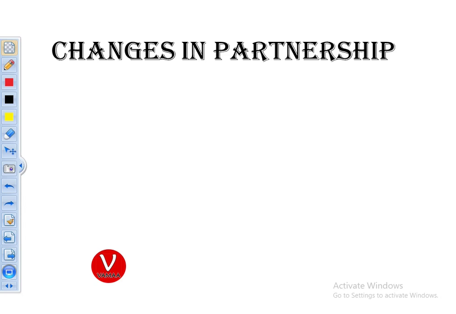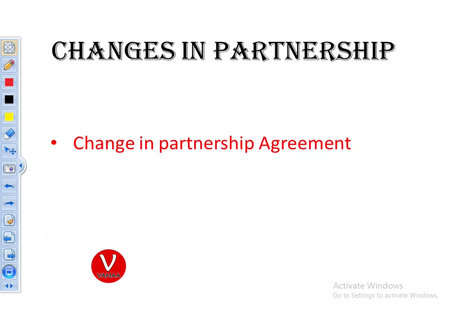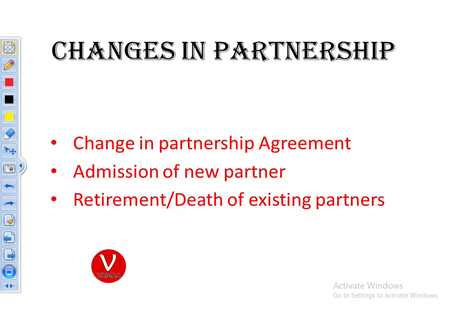So in our previous video we discussed that partnership changes because of a change in the partnership agreement. It could be a change in profit sharing ratio, change in partners' salary, or interest on capital, interest on drawings. If any change occurs in the partnership agreement, we call it a change in partnership. Another reason is when we want to admit a new partner in the partnership. If we have a new partner, then we call it a change. And the third one is if there is a death or retirement of an existing partner, we call it a change in partnership. Now, why is change in partnership important?